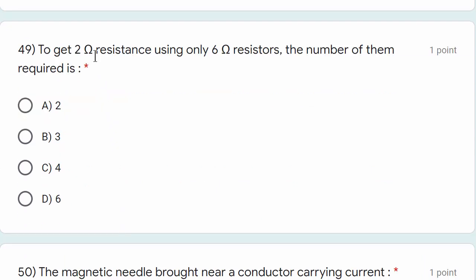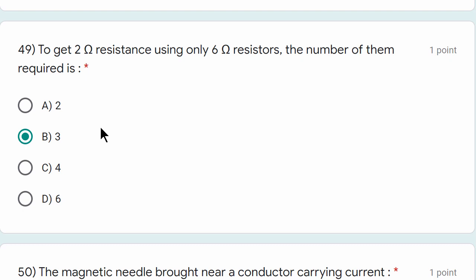Next. To get 2 ohm resistance using only 6 ohm resistors, the number of them required. Now, in order to reduce the resistance, you have to connect them in parallel. So if you work it out, you will find that if you connect 3 of them in parallel, then you will reduce the resistance from 6 ohms to 2 ohms.